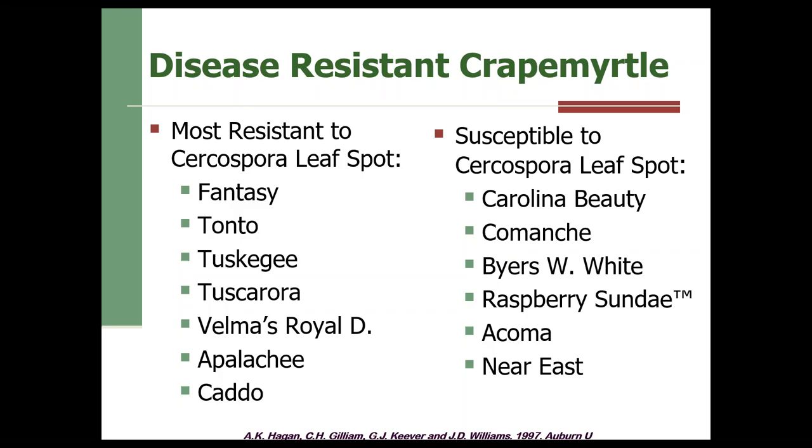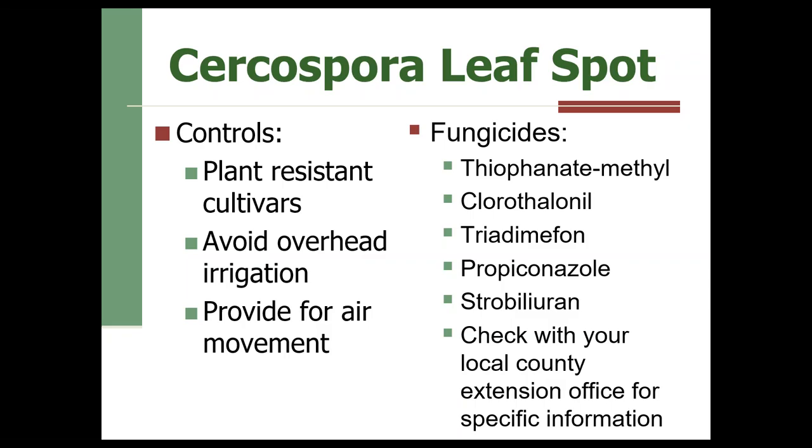In terms of controls for Cercospora leaf spot, you can obviously plant resistant cultivars whenever possible. Avoid overhead irrigation to reduce the humidity there. You can't do much about the rainfall. And then the other situation would be to use it in a site in the landscape that allows for air movement so that you have less humidity, less of a chance for the fungus to establish.